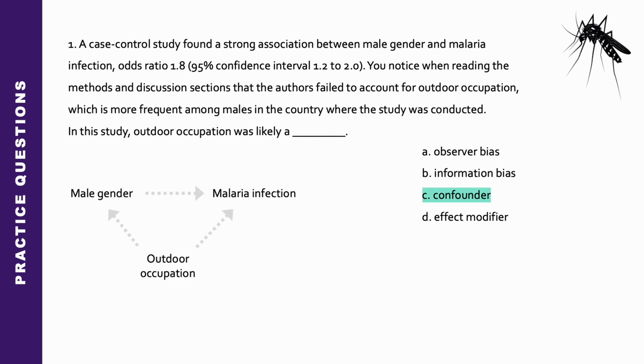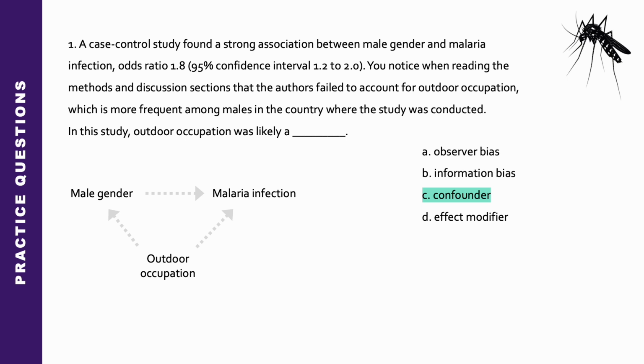confounder. Outdoor occupation occurs more often in males, and outdoor occupation leads to a higher risk of malaria infection, but it's not on the causal pathway. Being male does not increase your risk of malaria.